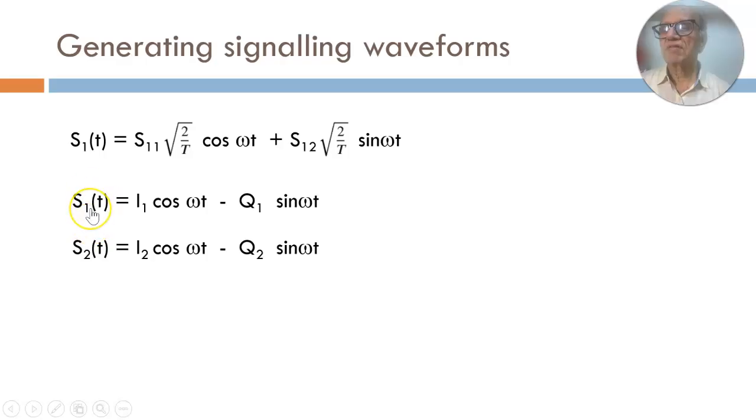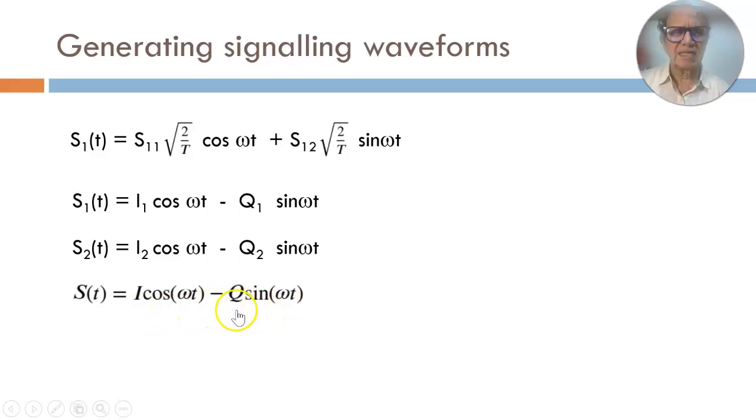Now this was one of the signaling waveforms. So when you have another combination of binary digits, you have another waveform to represent that. So that is I2 cos omega t minus Q2 sin omega t. And in general, we can say S(t) is I cos omega t minus Q sin omega t. This is a general expression where I can be I1, Q can be Q1, or I can be I2 and Q can be Q2, and so on.